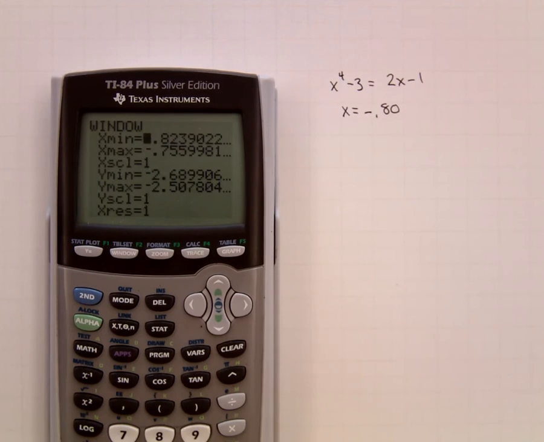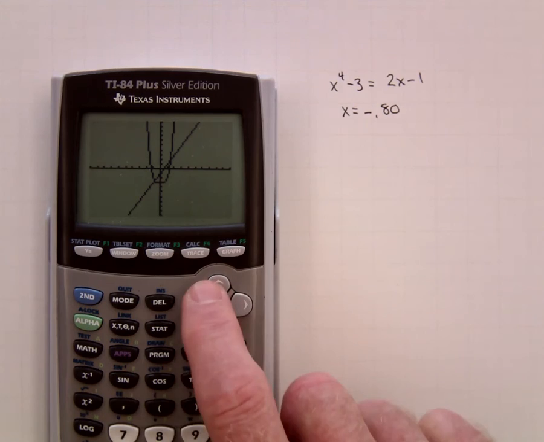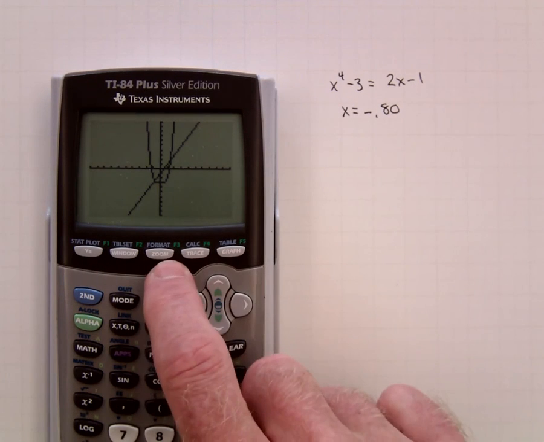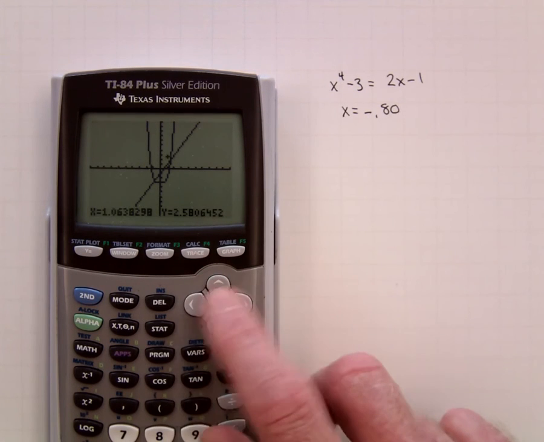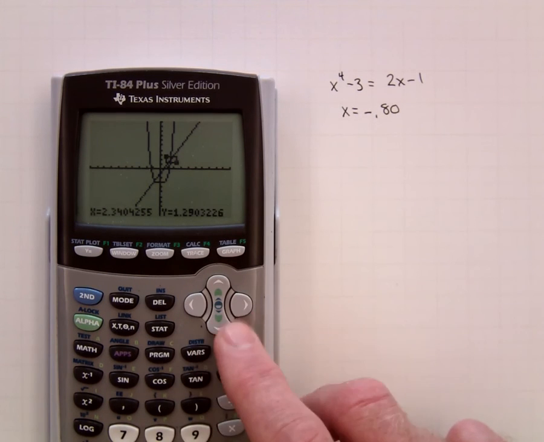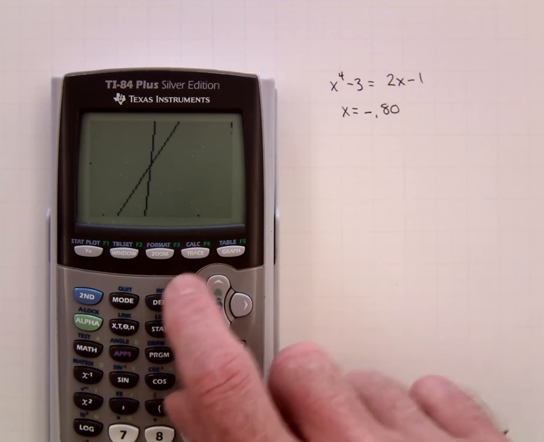Well, I'll hit Window, and I'll go back to the original window, which was -10 to 10 in both directions. I also could do zoom 6 as I did previously. And this will give me the original window. And there are the graphs, and I can just go to the other point of intersection and zoom in on that, see what its x coordinate is. So I will hit zoom and box, and work my way over here. Little box around that intersection. And maybe do it one more time.